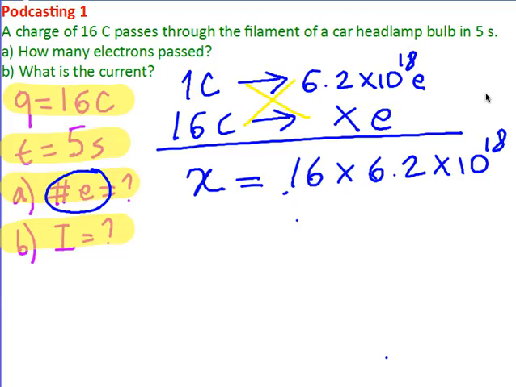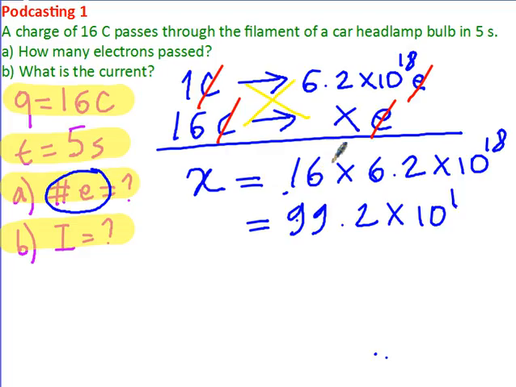Since we put how many electrons here, the electrons will cancel, coulombs will cancel, so I will have a nice number. Let me ask my calculator. 6.2 times 16, indeed. So then x will be 99.2 times 10 to the power 18, or 9.92 times 10 to the power 19 electrons.